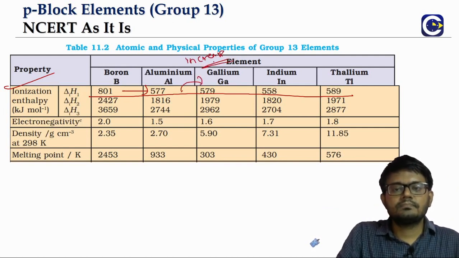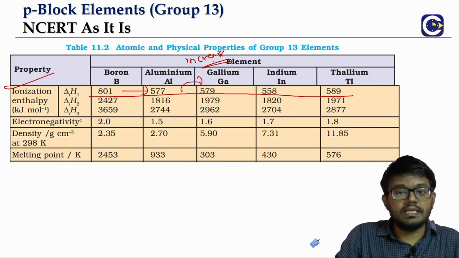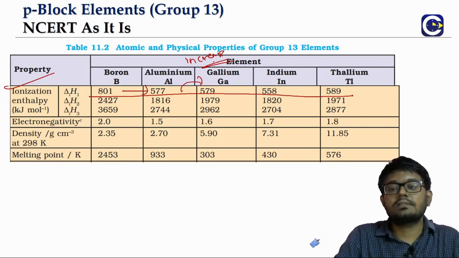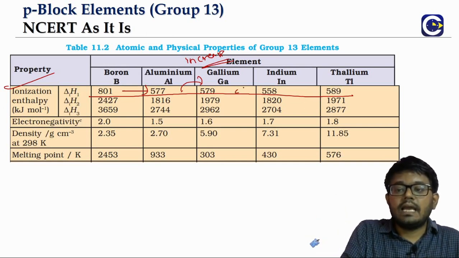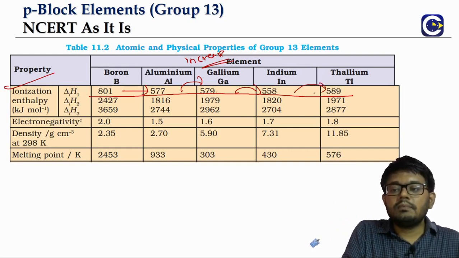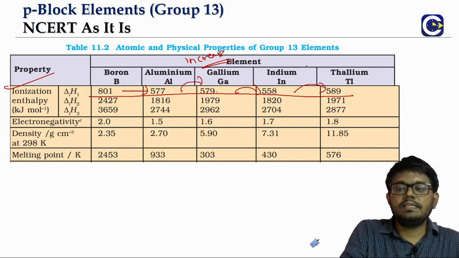Why? Because the size is decreasing, right? The size is what? Decreasing. So the electrons are under more influence of the nucleus. Then gallium to indium, 577 to 558, it is decreasing. Indium to thallium, it is a slight increase again. So what is happening? We will see an increase again here.